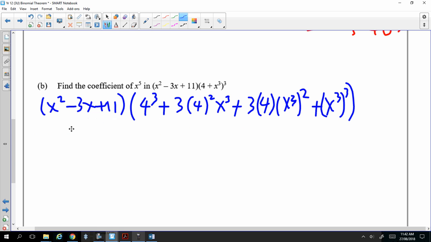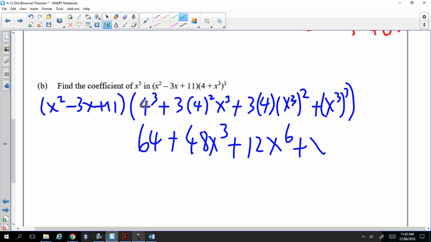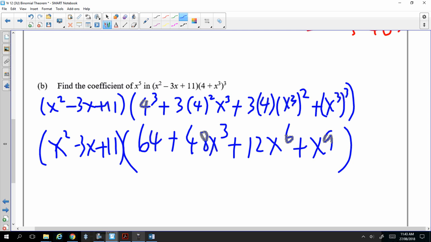Now, you don't have to expand everything. As you see earlier, you just have to selectively get x power 5. How do I get x power 5? x squared times x cubed. I think that's the only way, right? So therefore, the coefficient of x power 5 is 48 times 1, which is 48.